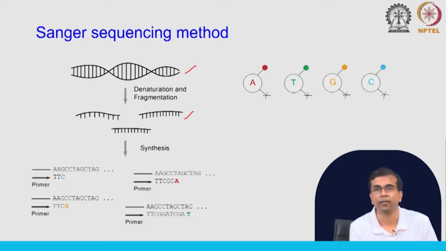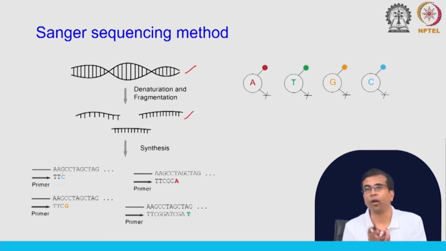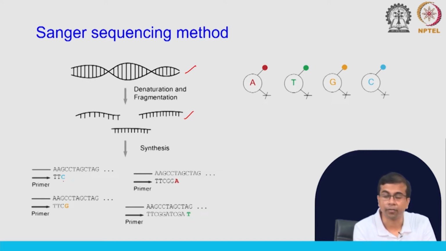Now, when normal dNTPs are incorporated, the normal extension is going on and you are getting a growing strand of DNA. But the moment a modified dNTP, these ddNTPs, are incorporated, the synthesis stops. Here you can see we have this TTC, and this C is a modified one, and it will stop the extension. Similarly, here we have A, so it will stop the extension. Here we have G, this will stop the extension. Here we have T, it will stop the extension.